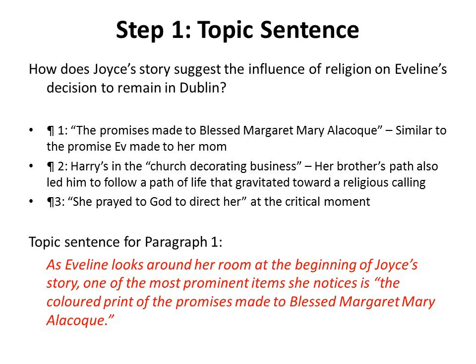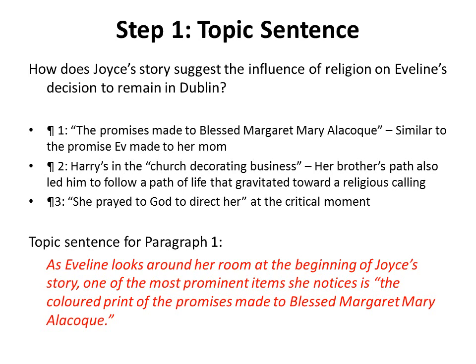I am writing a paper with the thesis that Eveline's decision to stay in Dublin is heavily influenced by her religious upbringing. Why do I think this? I have found 3 clues. At the beginning of the story, the promise is made to Blessed Margaret Mary Alacoque. This sounds to me like it's similar to the promise at the end of the story that Eveline makes to her mom, and so it sounds important.